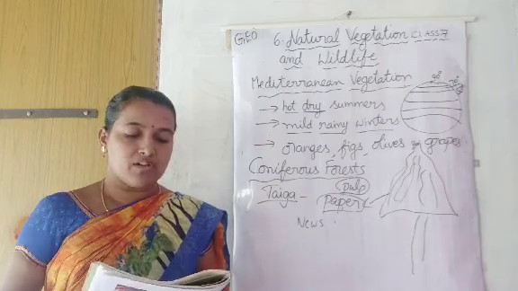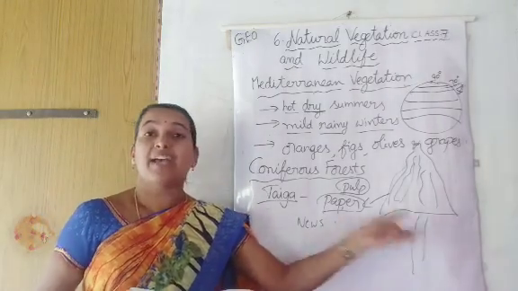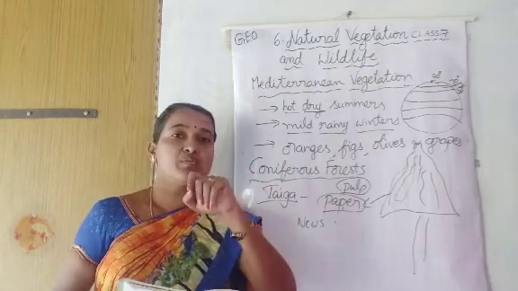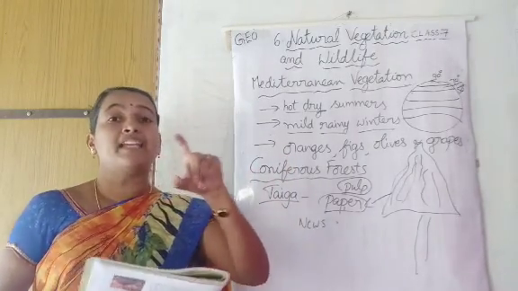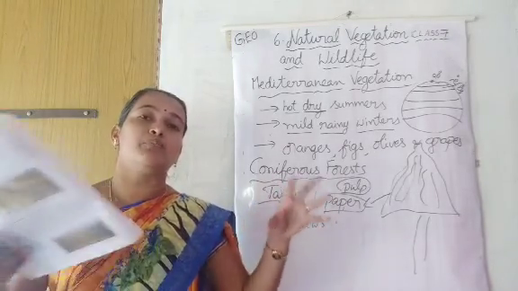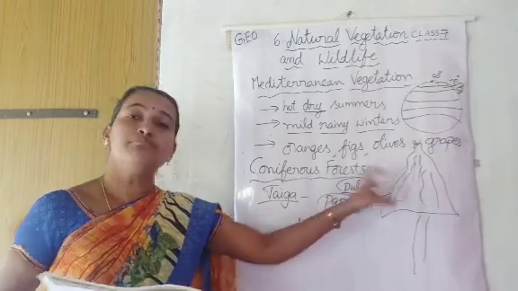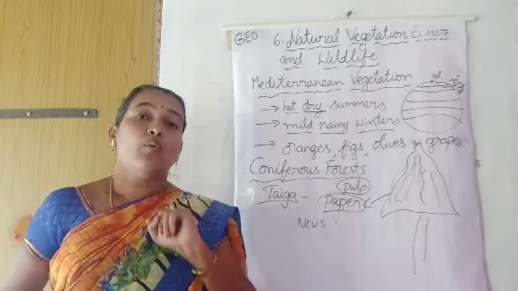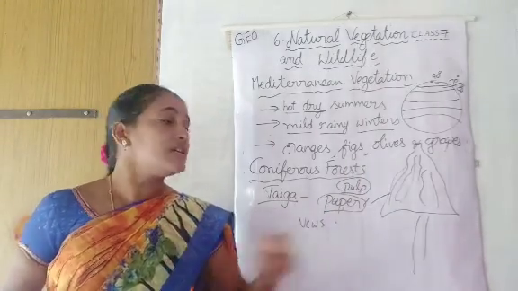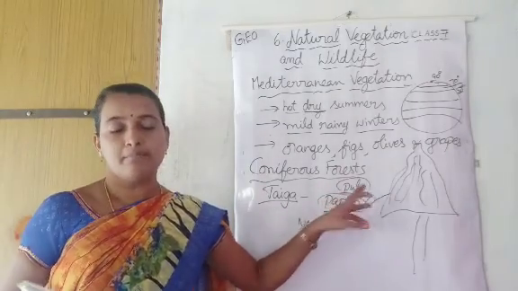Matchboxes and packing boxes are also made from softwood, from these trees only. Matchboxes and packing boxes for groceries and all those packing covers will be made from these trees' pulp only. So what type, hardwood or softwood? Softwood. From softwood trees we can prepare pulp.